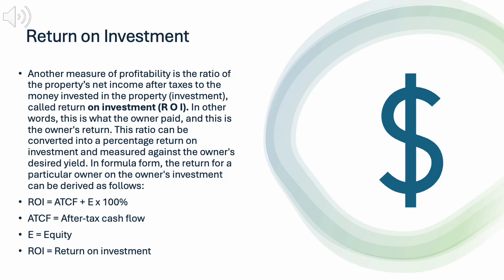Return on investment. Another measure of profitability is the ratio of the property's net income after taxes to the money invested in the property, called return on investment, ROI. In other words, this is what the owner paid, and this is the owner's return. This ratio can be converted into a percentage return on investment and measured against the owner's desired yield. In formula form, the return for a particular owner on the owner's investment can be derived as follows.